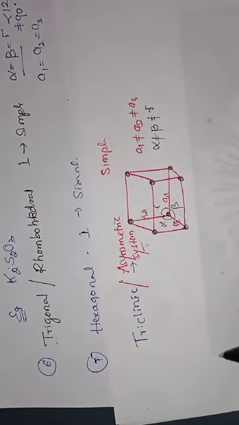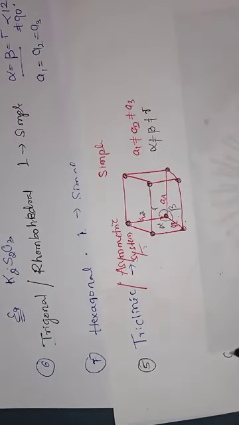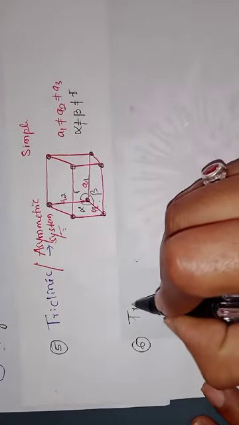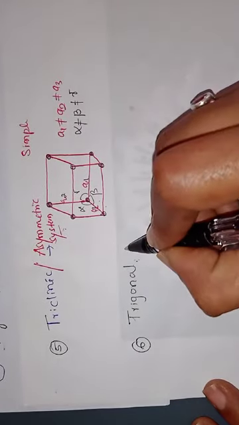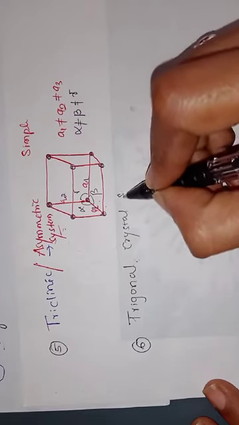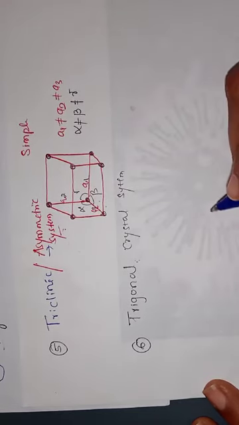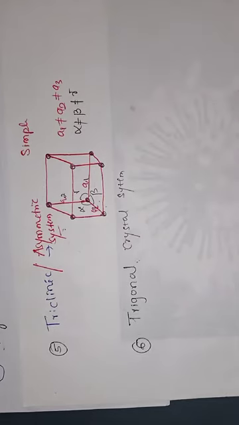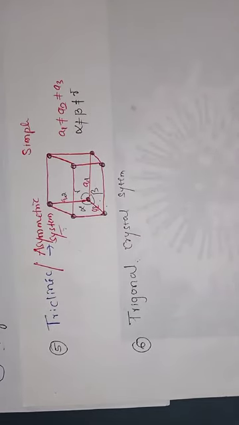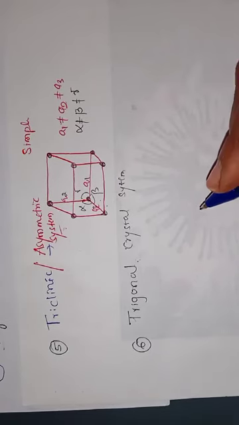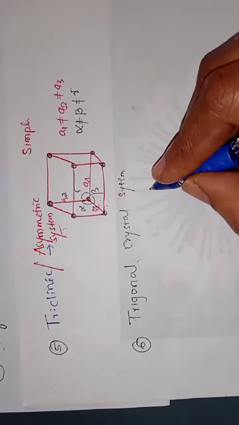Then another one is the trigonal, the 6th one. In the trigonal crystal system, it is a little different. In this system there are 3 axes which are at right angles to each other, meaning the crystallographic angles are equal to 90 degrees. Then what is the structure of this system?